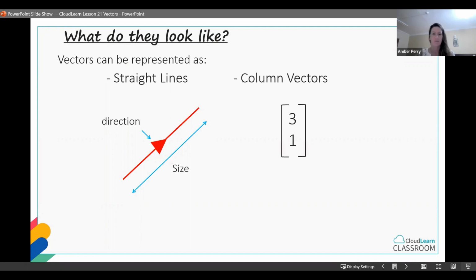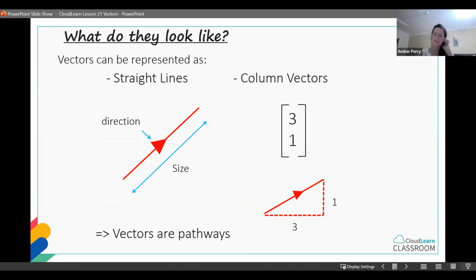Or they can be represented as column vectors. So if we see a column vector like this, very common in our transformations, to tell us a translation, that tells us 3, 1, it tells us how far along it's gone to the right. So this particular vector has gone 3 units to the right, and then 1 unit directly up. If you were to do it as a straight line with an arrow, it would go from where it started here to here. But we could say that it's gone 3 units right and then 1 unit up. So we've got 2 different ways we can represent vectors.